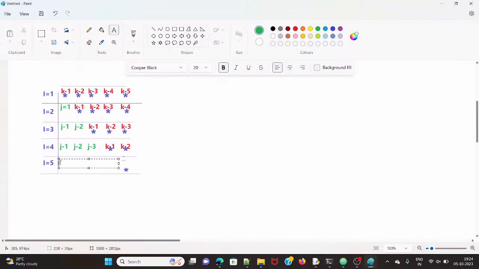Then the next one: J is 1, empty. Then J is 2, empty. J is 3, empty. J is 4, also empty. Then what is there here? K is 1, guys. K is 1, that's all. All of you, let me know, everybody's clear on this one now. At last, K is only 1.